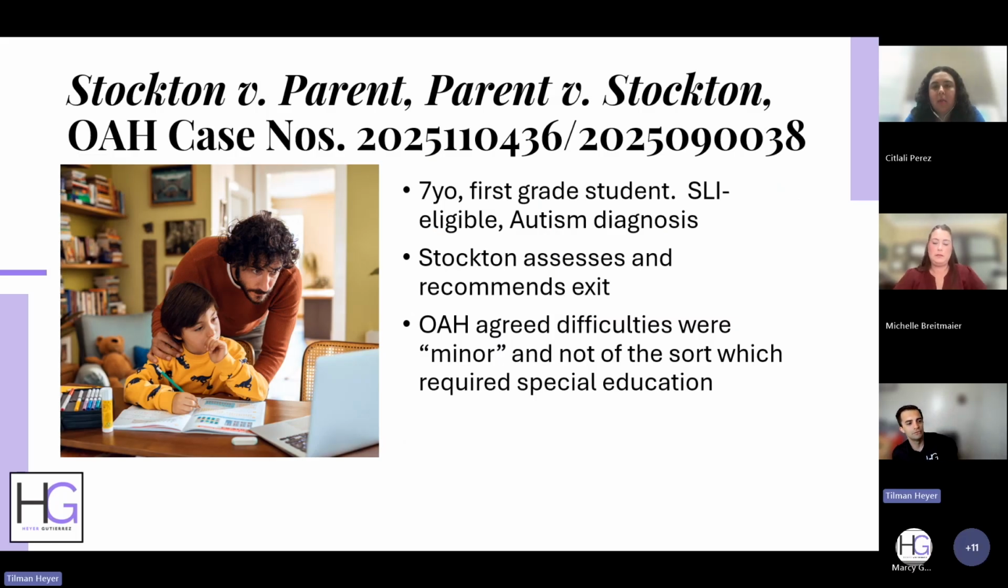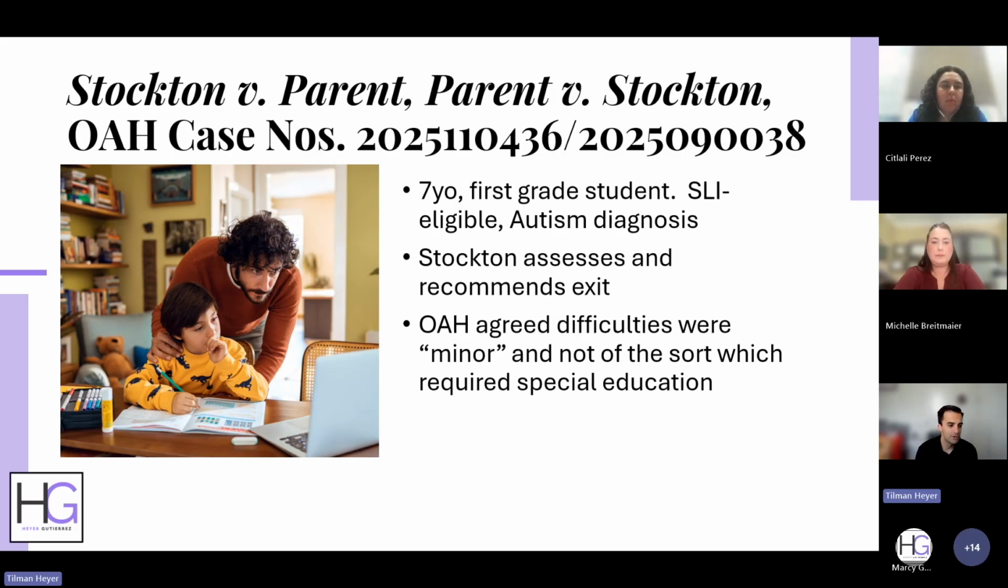This is Student versus Stockton Unified, and this was a cross-filed case. The student filed against Stockton on a number of issues. Stockton filed against the student, and specifically Stockton filed to exit the student from special education. If you attended our past trainings, you know that exiting a student does require parent consent or judicial consent. In this case, the parent did not agree to the exit, and so Stockton filed.